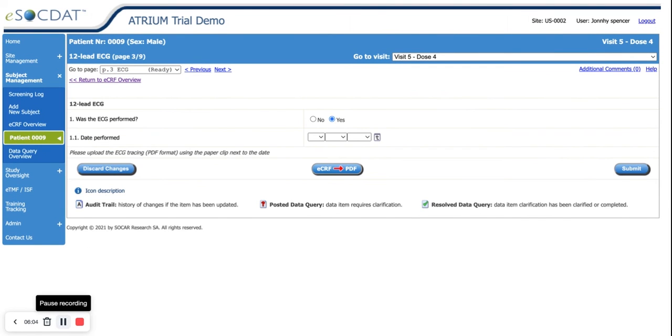During Visit 5, an ECG will be performed. You will select if the ECG was performed, the date it was performed, and then you will need to upload right here in this paperclip icon, the de-identified PDF. You will then hit Submit at the bottom of the page and move on to page 4.